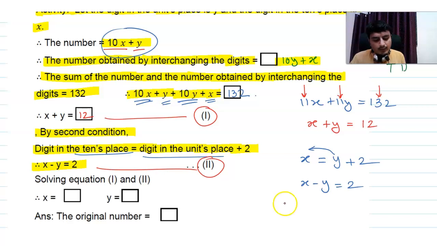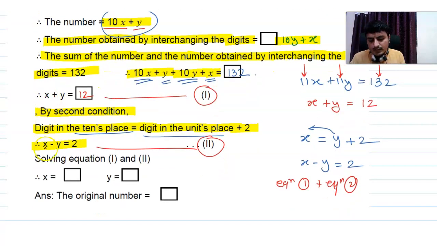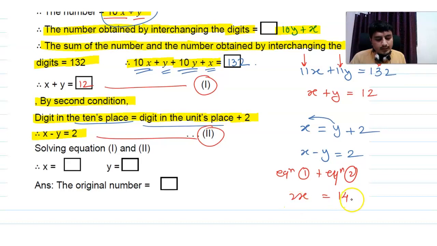Now what will happen once we add equation 1 with equation 2? We get x plus x becomes 2x, while plus y minus y cancels out to give 0, and 12 plus 2 is 14. Now we divide both sides by 2, or shift 2 from LHS to RHS, where the multiplier becomes a divisor, and we get the value of x as 14 divided by 2, which is 7. So the value of x is 7.